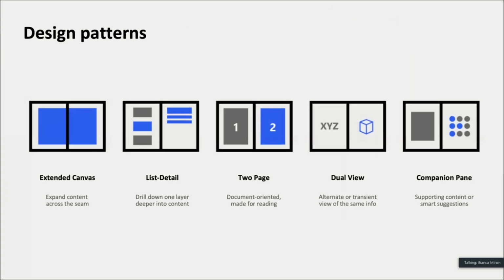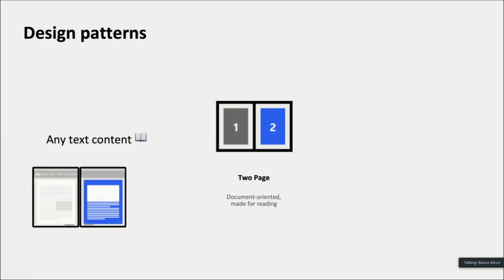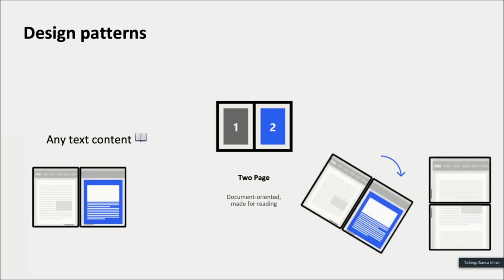Then, the two-page pattern makes the device resemble a real-life book, so you can flip the pages, but also use it for any text content, so articles, magazines, or even long shopping lists for Christmas.